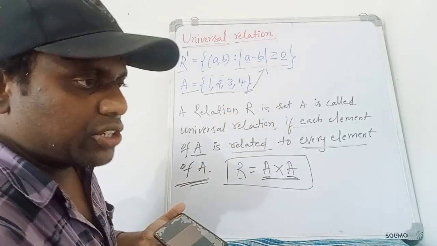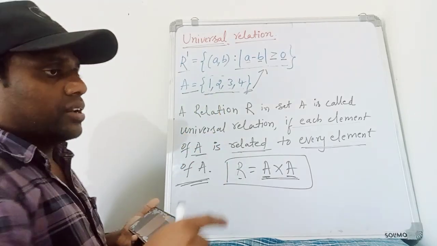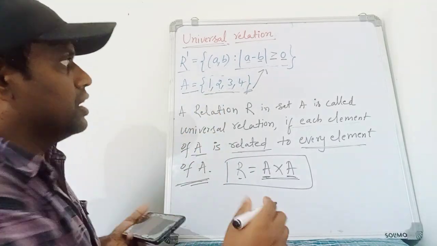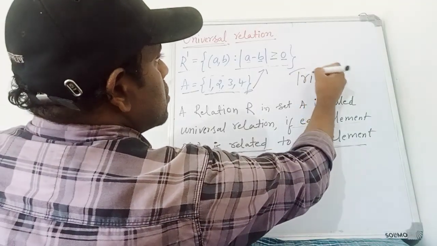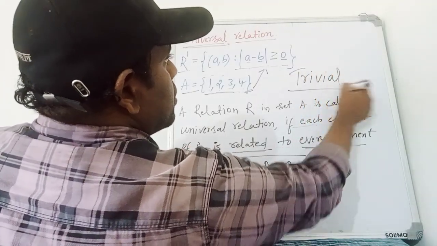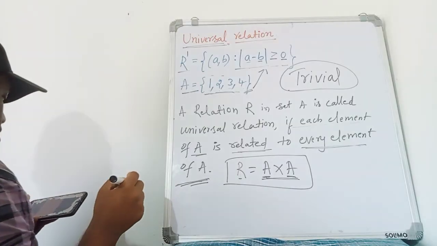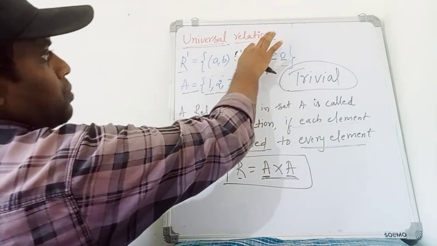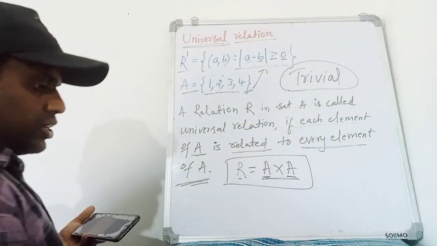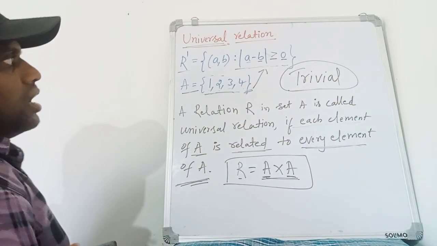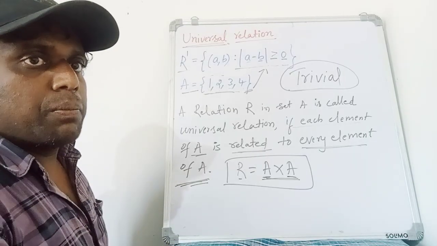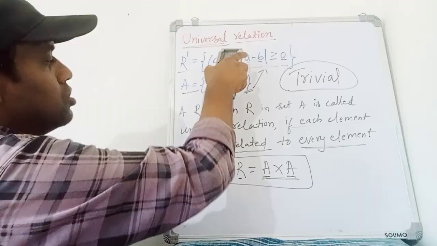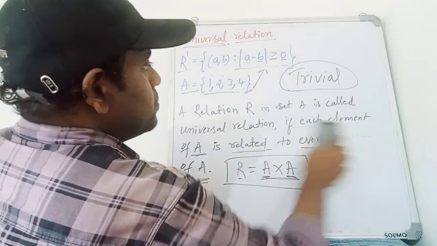Now we have seen the empty relation and this universal relation. These two relations are sometimes called trivial relations. Empty relation and universal relation are both sometimes called trivial relations. Next, I will show one real life example for empty relation and another real life example for universal relation.